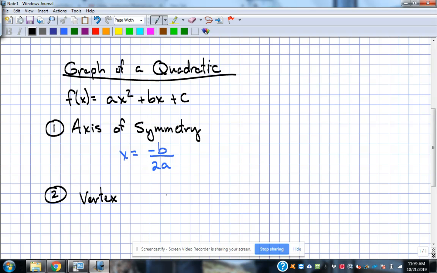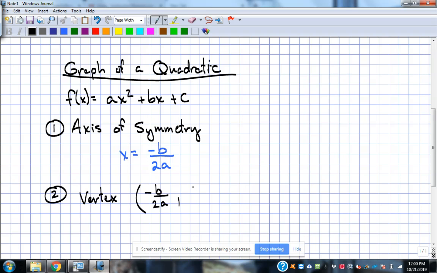And the vertex is an ordered pair. It's a point. The x value of the vertex is always the same as the number that was in the axis of symmetry. Always the same. So it's always going to be negative b over 2a. If we have an x value and an equation, how do we get the y value that goes with it?